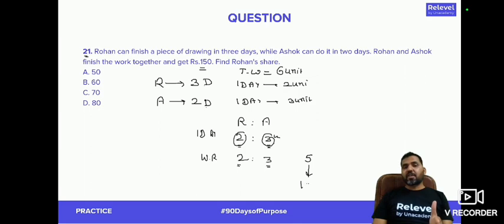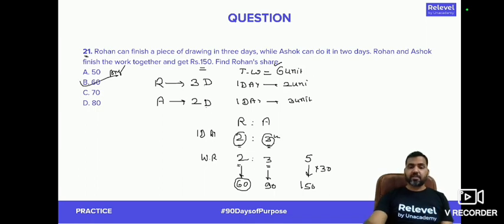If I'm paying them a total of 150 rupees, which is 30 times that, Rohan will be getting 60 and Ashok will be getting 90. We are supposed to find out Rohan's share. Rohan's share would be 60. B would be the correct answer to the question.